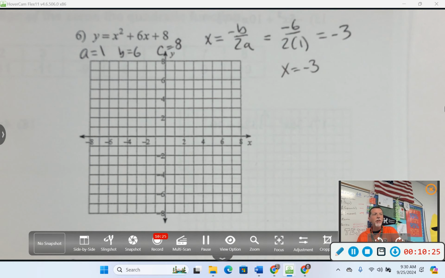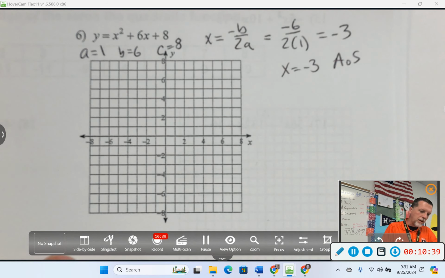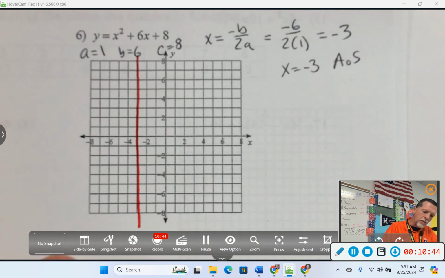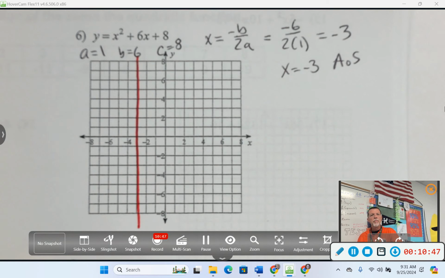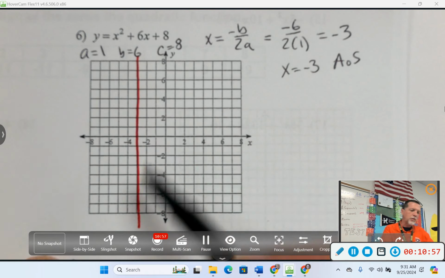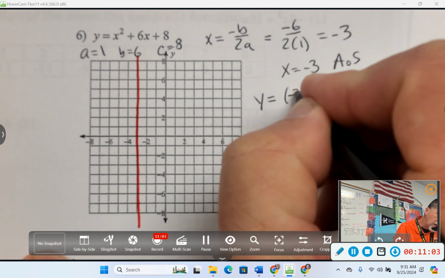And that negative 3 kind of tells me two different things. What's one of the things it tells me? It's the axis of symmetry. I could label that and be done with it. And if I wanted to, you don't have to graph the axis of symmetry, but if you want to, it might be helpful. And then what else does it tell me? The x-coordinate of the vertex, right? And that makes sense. The x-coordinate of the vertex better be on the axis of symmetry or something has gone crazy wrong. So the y-coordinate would be, well, I don't know.